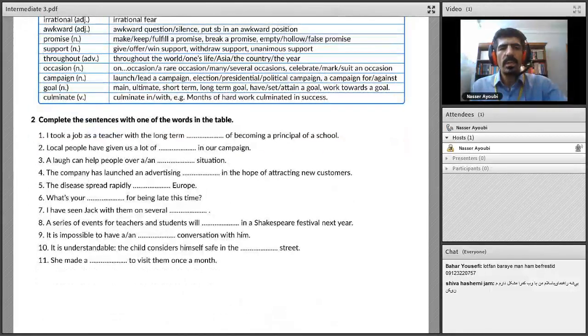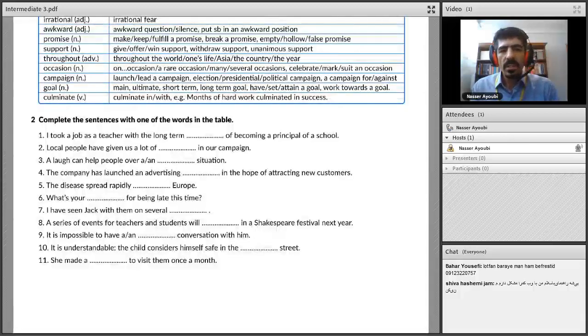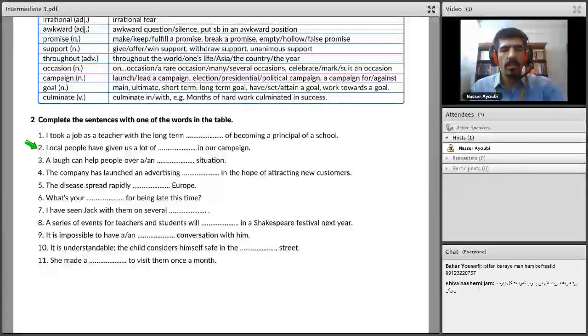Complete the sentences with one of the words in the table. Alright, number 1. I took a job as a teacher with the long-term goal of becoming a principal of a school. Number 2. Local people have given us a lot of support in our campaign.